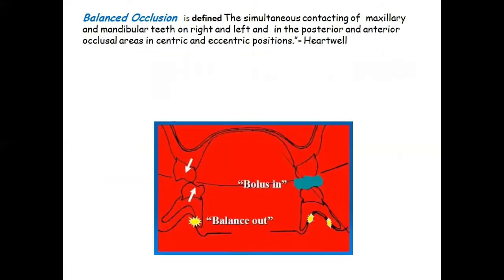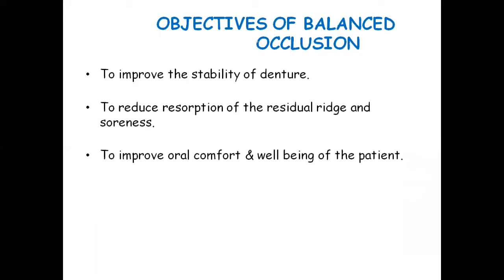Okay. Now come to balanced occlusion, which is a very important concept with regard to our denture making. It is defined as the simultaneous contacting of maxillary and mandibular teeth on the right and left side in the posterior and anterior occlusal area in centric and eccentric positions. Now come to the objectives of balanced occlusion. It improves the stability of the denture. It reduces the resorption and soreness of the residual ridge because there is a uniform distribution of forces. It improves the oral comfort and well-being of the patient.